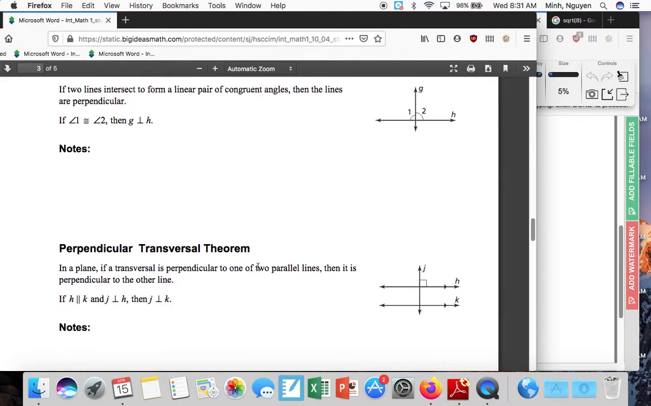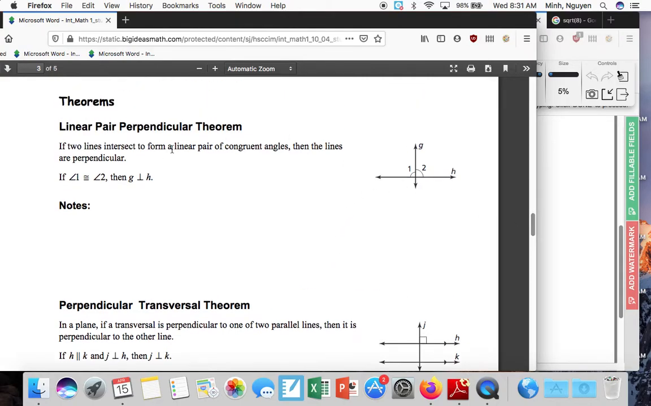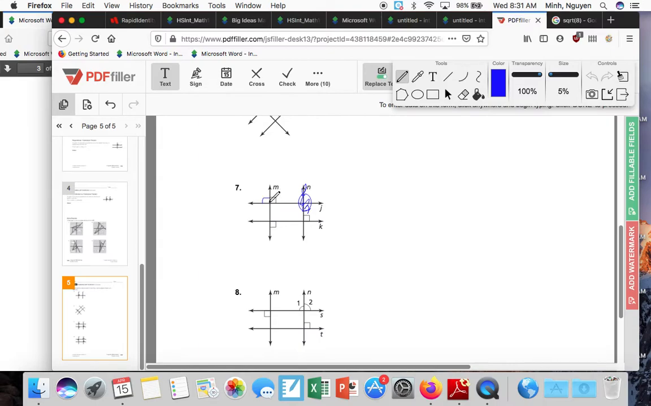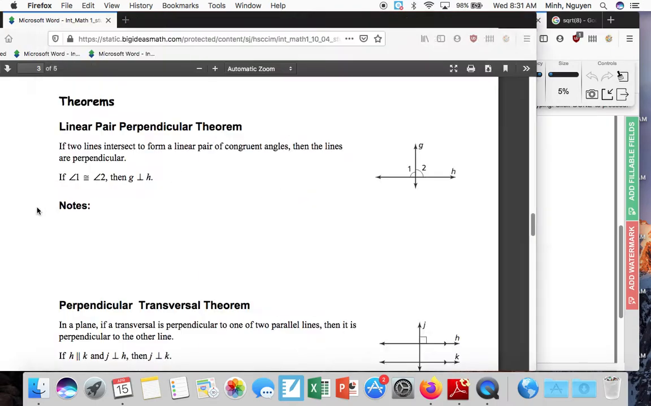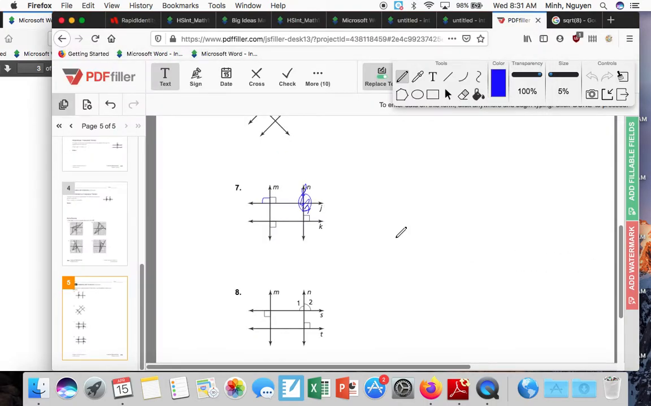Or sorry, no. If two lines intersect to form a linear pair of congruent angles. So I don't see the congruent. Oh, okay. So sorry, this is not a linear pair perpendicular theorem. It's like the linear pair theorem. I think it's a linear pair theorem that angles next to each other and form a line must add up to 180. Well, if this is 90 and this is supposed to add up to 180 with it, then it must also be 90.